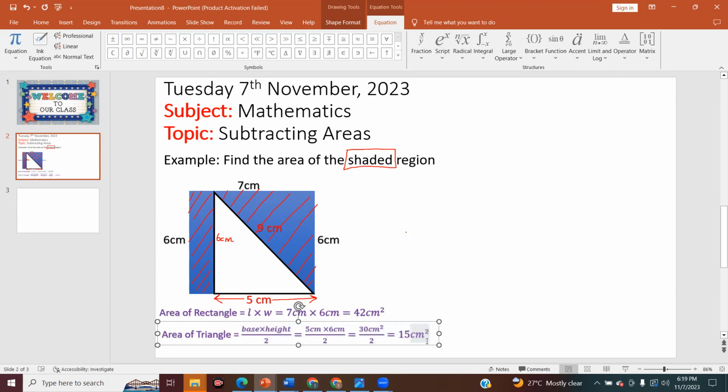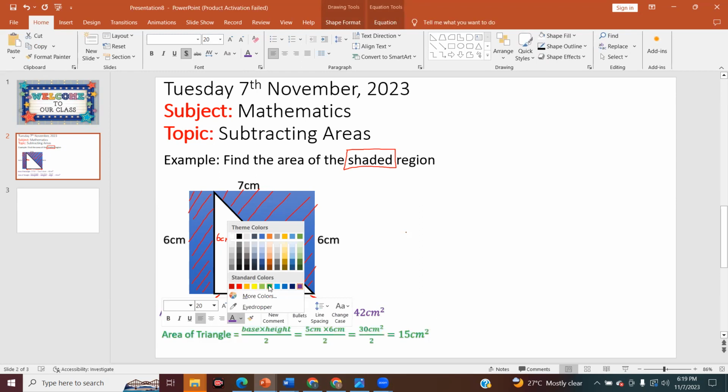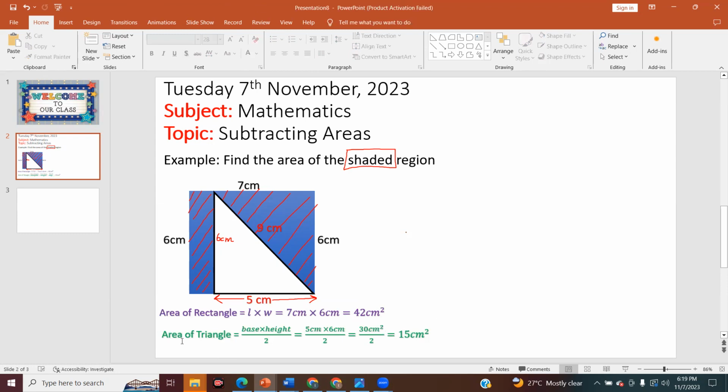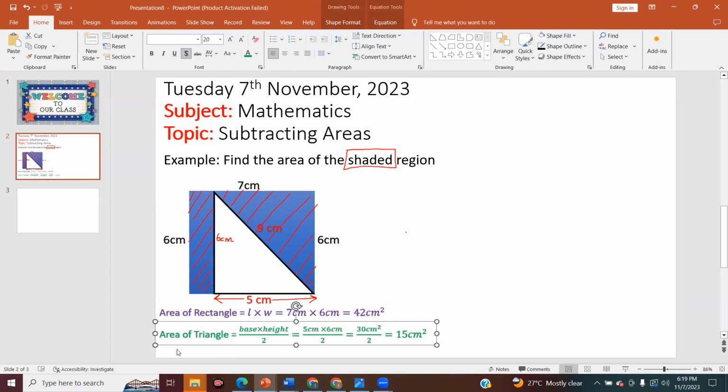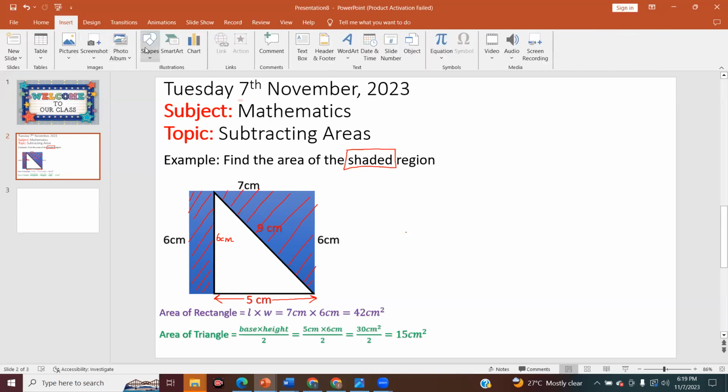All right. Zaria, are we done with this question? I took a photo of it. No, I'm saying, are we done? They asked us to find the area of the shaded region. So far, we have found the area of the rectangle, which we know is 42 centimeters squared. We've also found the area of the triangle. Are we done with the question as yet? No, sir. No, so we'll be able to find the area of the shaded region.